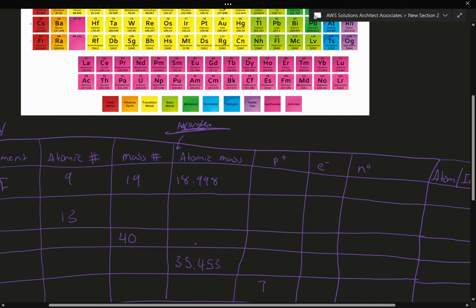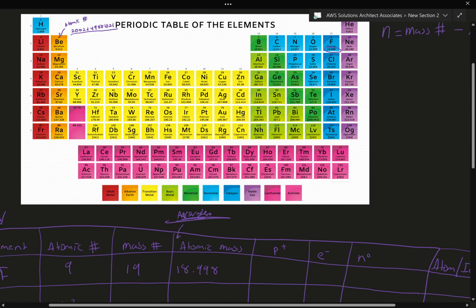18.998. And the number of protons, remember, is the exact same number as the atomic number. So number of protons is 9. And the number of electrons is also 9, okay, because those numbers are the same. Those are both the same number.